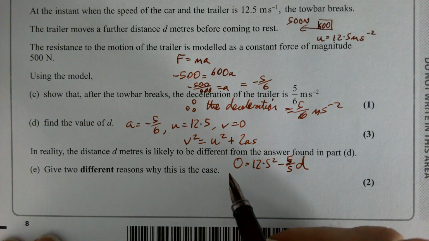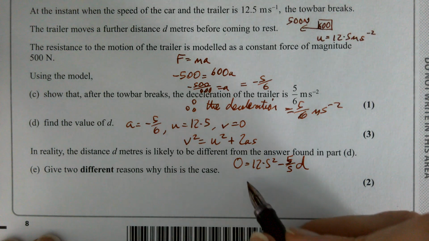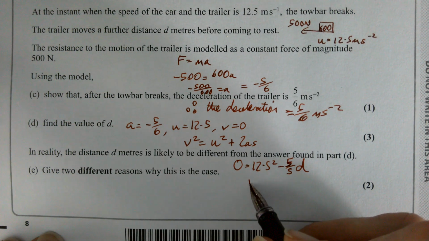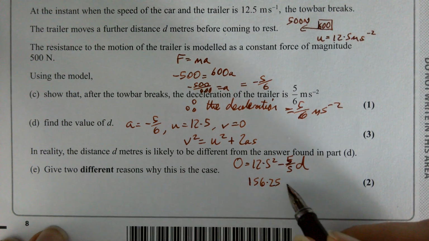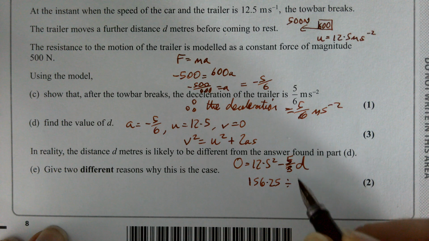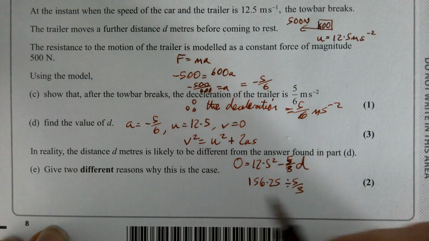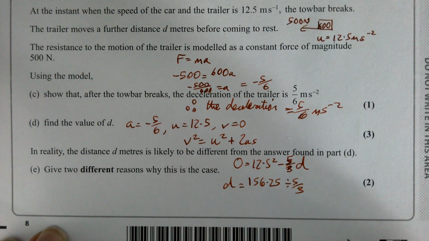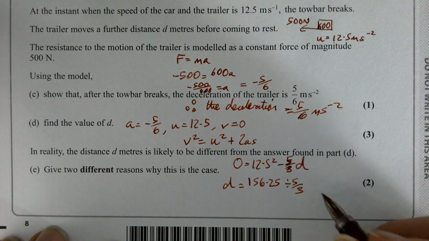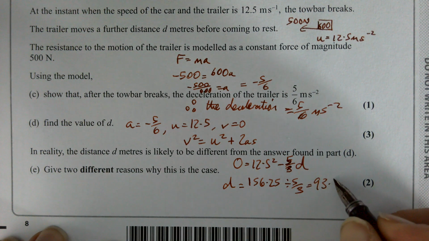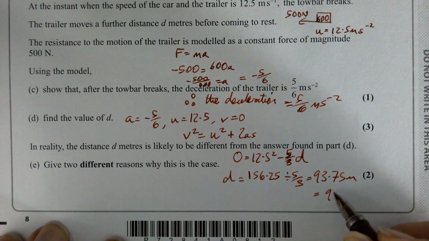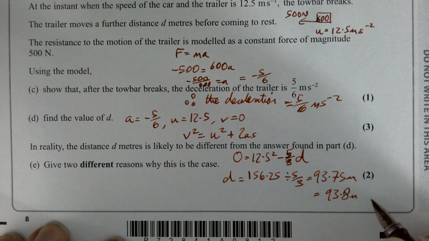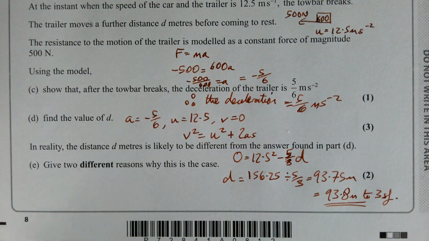Then if we add that to the other side, 12.5 squared is 156.25. If we divide that by 5/3, that's going to be d, which is 93.75 meters, equals 93.8 meters to 3 significant figures.